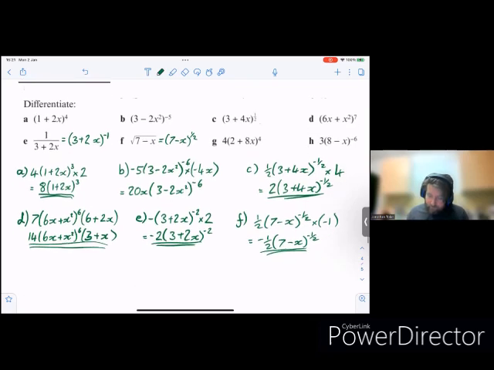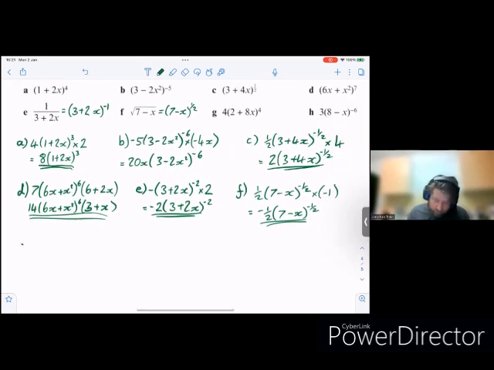Just scroll down a little bit. G. We've got, treat this as if it's just 4x to the 4. So we multiply the power by the coefficient. So we get 4 times 4, 16. 2 plus 8x cubed. And then we've got to multiply by the derivative, which is 8. And then we need to work out 8 times 16, which is 128, times 2 plus 8x cubed.